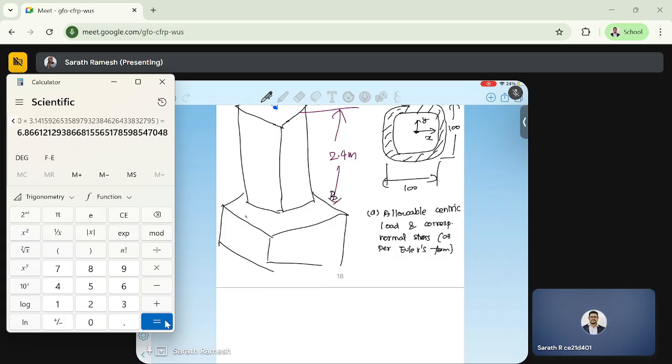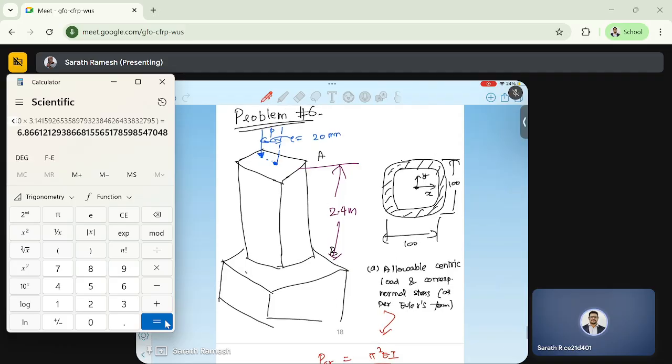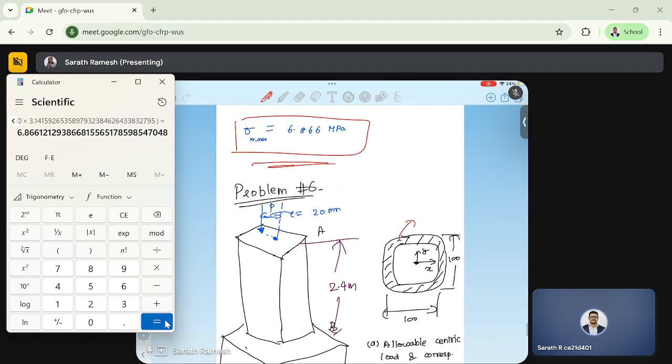We can simply write P critical as what? P critical as pi square EI by LE square. E is there, I is given, say area, everything is given: 2212 mm², and I is 3.3 into 10 power 6 mm to the power 4, radius of gyration is 38 mm, and the extreme fiber YC max, so it is 50. Okay, this is cross section details given.